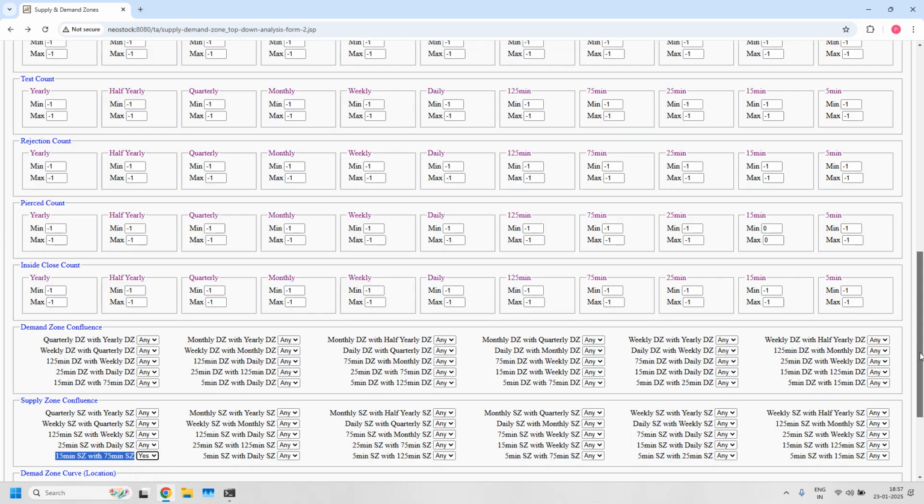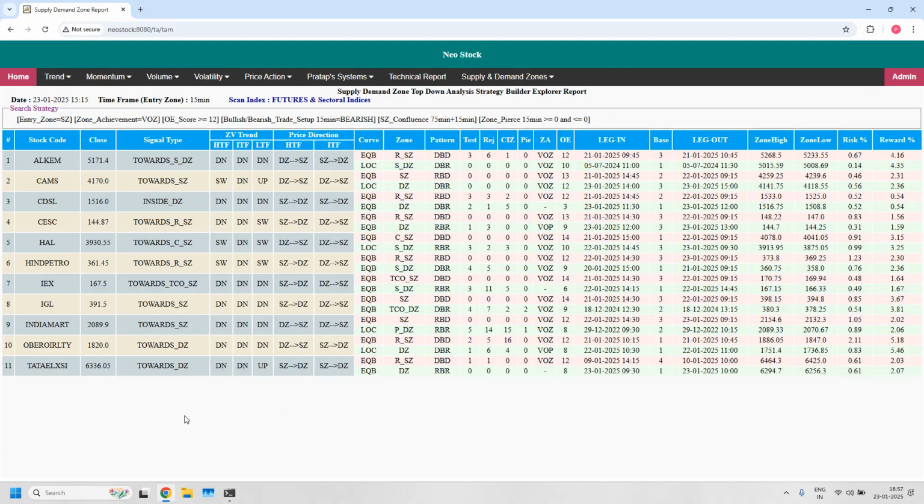With this filter, out of the 13 stocks, we got 11 stocks. That means in these 11 stocks, these 15 minute supply zones are overlapped with 75 minute supply zone. That means they are part of 75 minute supply zone. And 75 minutes trend, ITF trend is down in all these stocks.